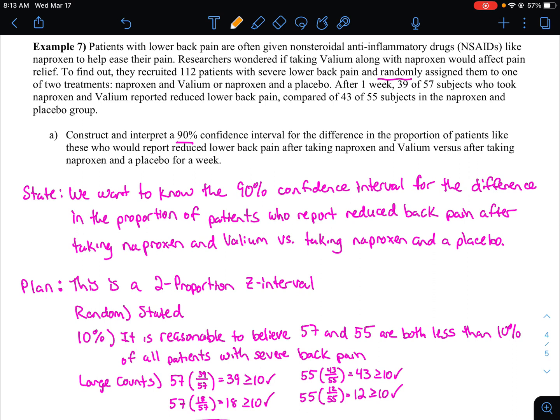10% condition. Okay, it's reasonable to believe that 57 and 55 are both less than 10% of all patients with severe back pain. And lastly, the large counts conditions, we could have done either the way you see here with proportions, or just simply 39 successes, 18 failures for population 1, 43 successes, 12 failures for population 2, all of which are at least 10, so all 3 conditions are met.